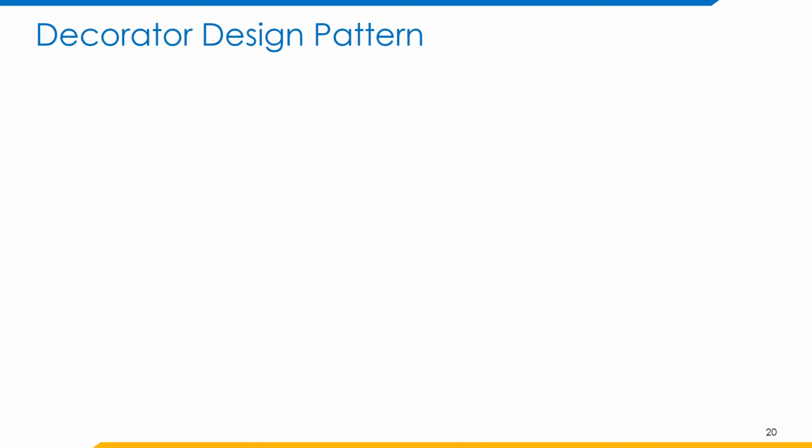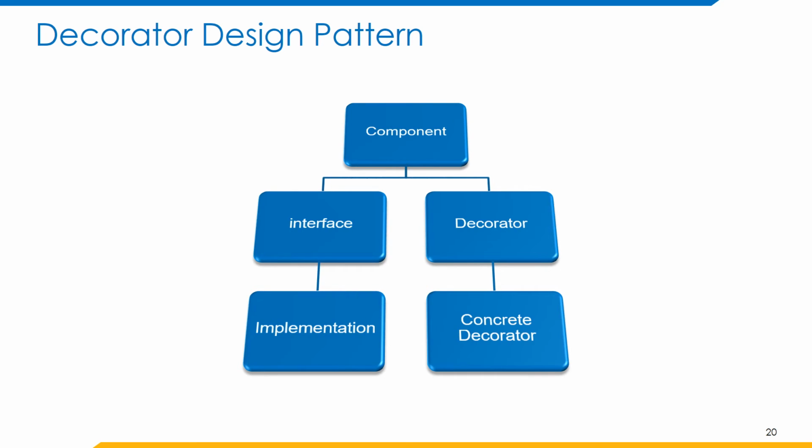So there is one component, and this component has one interface and its implementation. At the same time there is one decorator and its implementation. So according to our requirement it will get implemented.